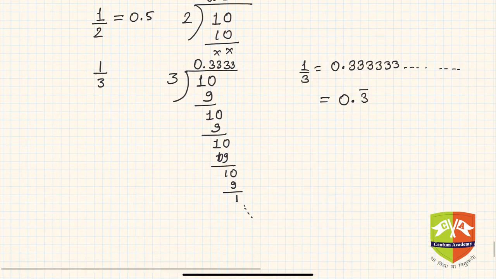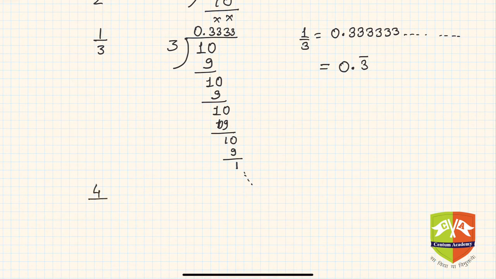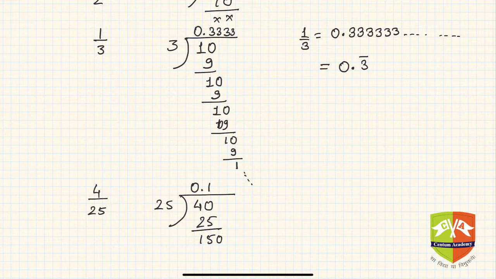Let us take some other example. Let us take 4 upon, let's say, 25. So how do we go about it? You know 25, and then what do you do? You again go by the long method. This is 4, so you put 0 and then a decimal, so it becomes 40, isn't it? Now you go by 25, once is 25, so hence you get remainder as 15. Then again you put a 0, then 25 times 6 is 150, and the process ends. So hence 4 by 25 is nothing but 0.16. This is the decimal representation of 4 upon 25.